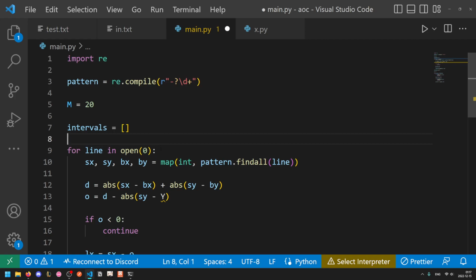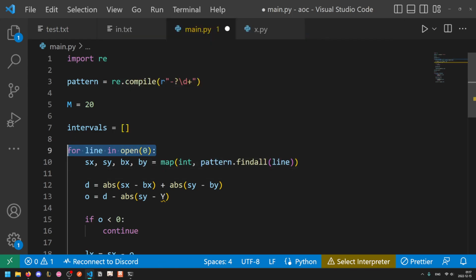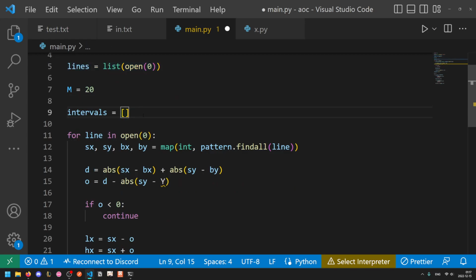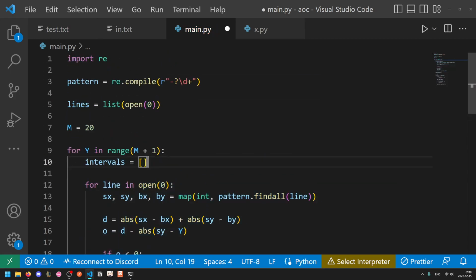Okay, so one other thing we need to make sure we don't forget is that open 0 opens standard input and reads everything. So if we repeat this part, it's not going to work. So we're going to need to read out the input first. So we're just going to do lines equals list of open 0. So that'll just read out all of the lines at once, so we can loop through the list multiple times. So for capital Y in range m plus 1, we're just going to keep it as capital Y so everything else still works properly, and we'll indent all of that code.